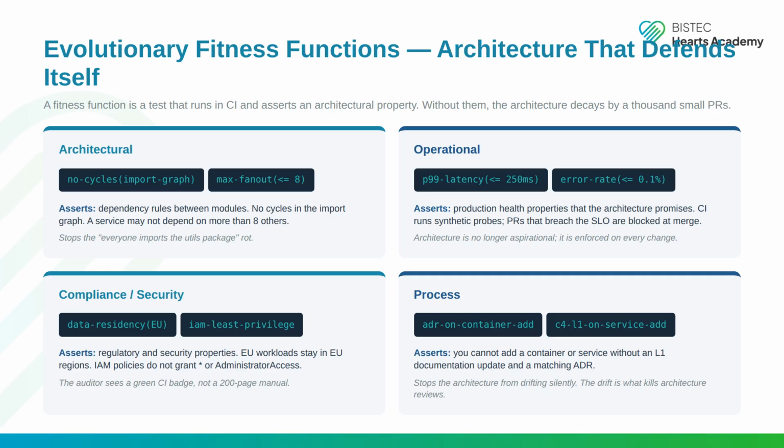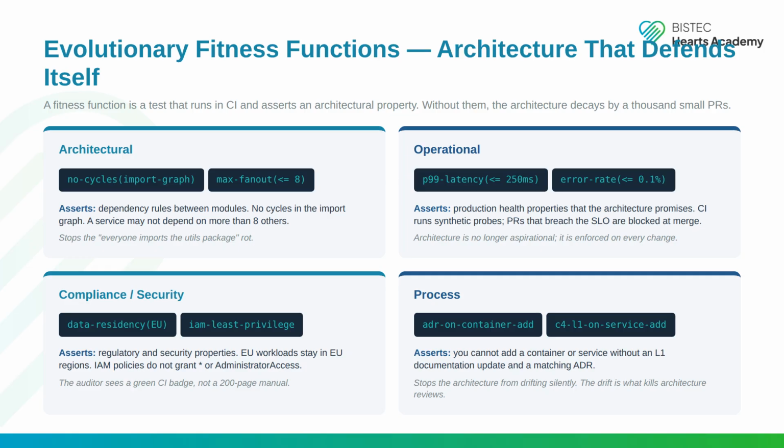Architectural, assertions on the dependency graph. No cycles in the import graph. A service may not depend on more than 8 others. The functions are no cycles in the import graph, and max fan out. These stop the "everyone imports the utils package" rot. The rot is silent until the next refactor, when the codebase is too tangled to refactor.